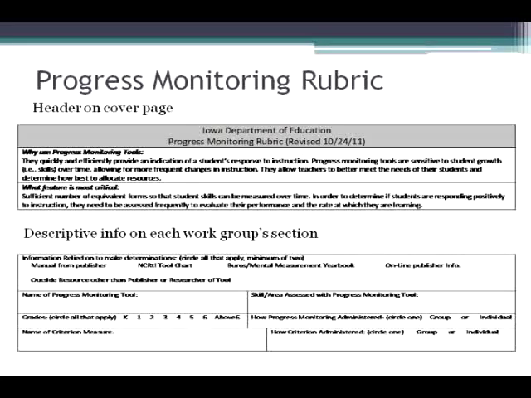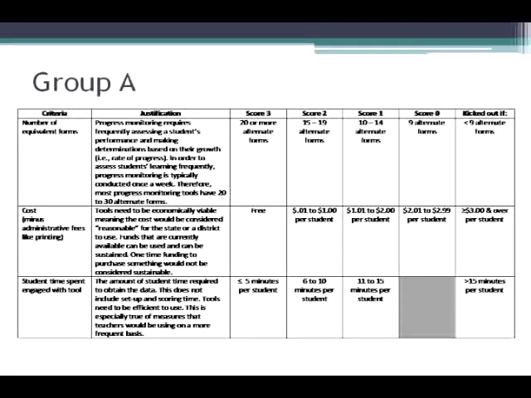So after the header, there are also descriptive information that each group section look at, how they got the information that they used to judge the tool, including a minimum of 2 sources, just like on the screening rubric, and descriptive information about the name, the areas, the grades, consideration of the Criterion Measure, and how the progress tool is administered. Group A's evaluation then moves into the various criteria, starting off with the number of equivalent forms.